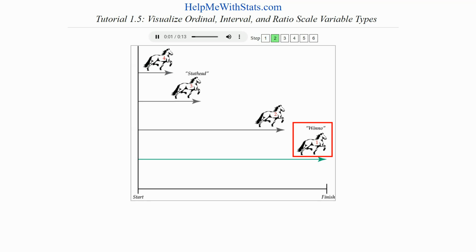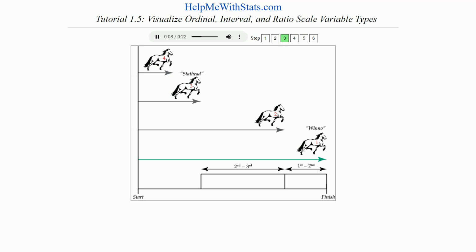Winnow, who won the race, is in position 1, which appears on his side. The other horses have a finishing position on their sides. Stathead finished in position 3, so he has a 3 on his side. The horse positions are an ordinal scale variable, because the positions only measure relative distance.